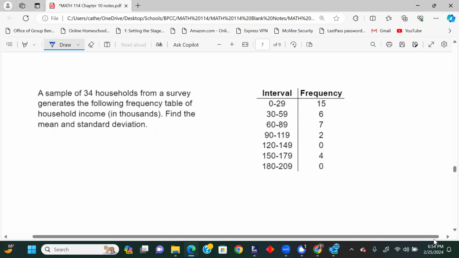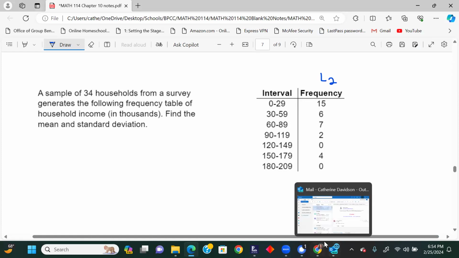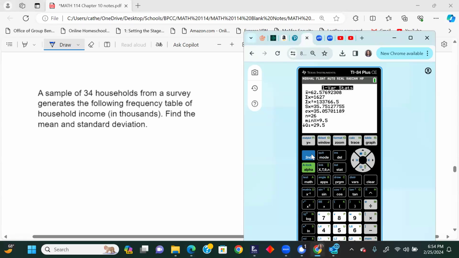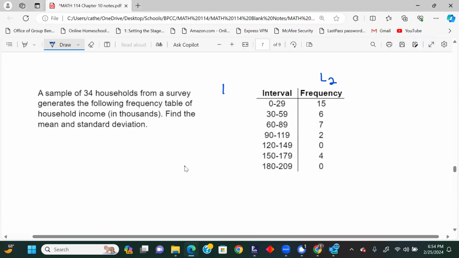Same thing here. We have a sample of 34 households from a survey, generates the following frequency table of household income in thousands. Find the mean and standard deviation. So 0 to 29. What's 29 divided by 2? Second mode. Plus 0, divide by 2. So that midpoint is 14.5. It's 30, 30. You see we're adding 30, so I can just keep adding 30. So it's going to be 44.5.